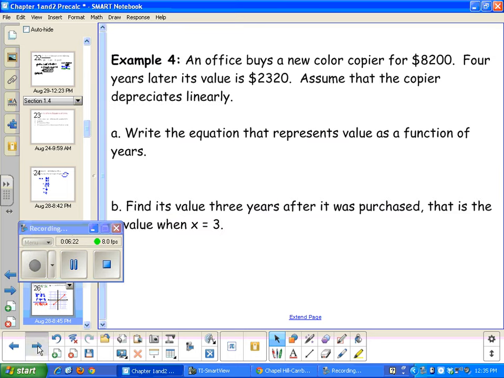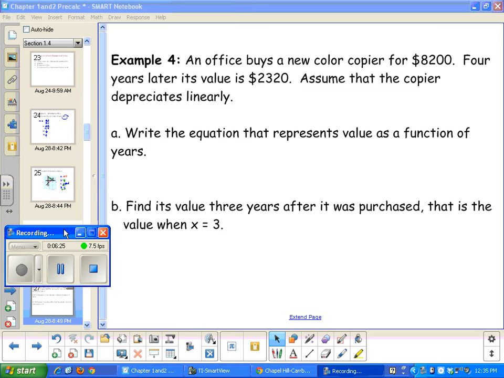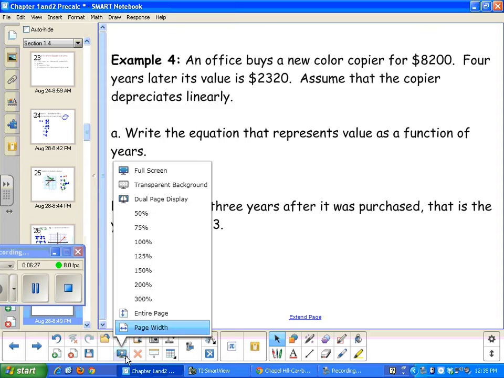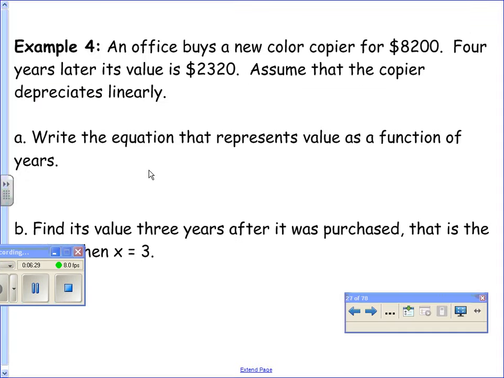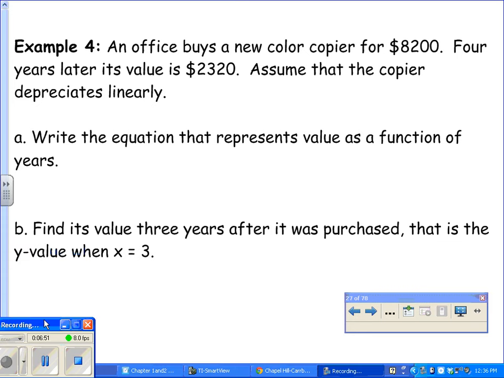All right. The next thing we have is an application problem. An office is going to buy a new color copier for $8,200, and then 4 years later, it's worth $2,320. So we're going to assume that it depreciates linearly, and we're going to write an equation for that and represent the value as a function of years. So when we're doing that, it's actually not that bad.